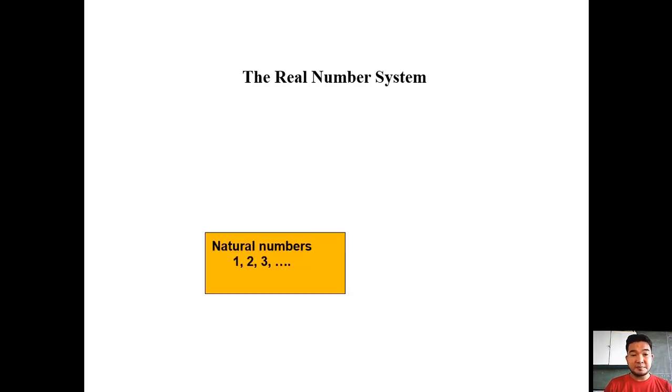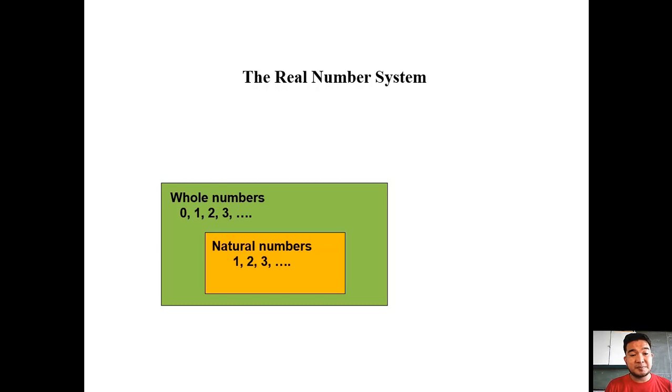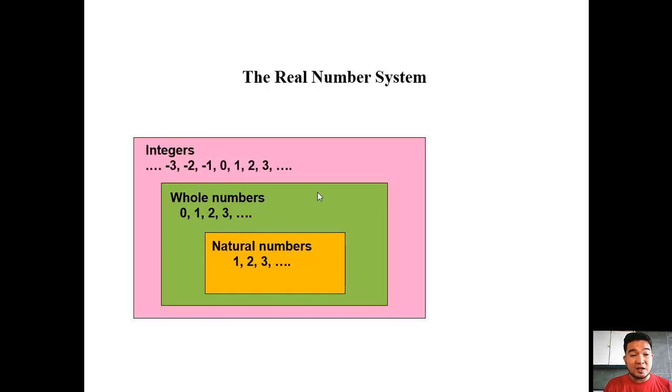Okay. So these are samples of natural numbers or counting numbers: 1, 2, 3, up to infinity. And then whole numbers, take note that natural numbers are also whole numbers. They are included here. Nadagdag lang ang zero. Then integers, in addition to the natural numbers and whole numbers, are the negative numbers.